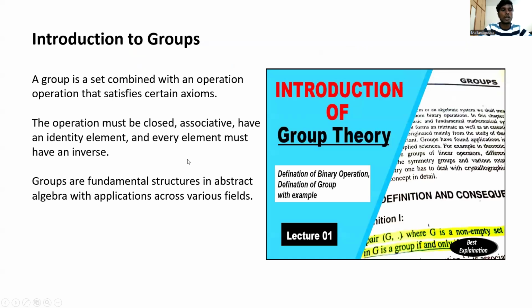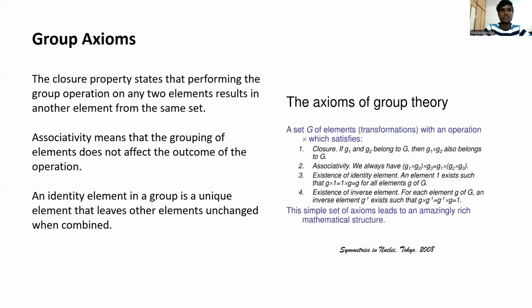Introduction to groups. A group is a set combined with an operation that satisfies certain axioms. The operation must be closed, associative, have an identity element, and every element must have an inverse. Groups are fundamental structures in abstract algebra with applications across various fields.